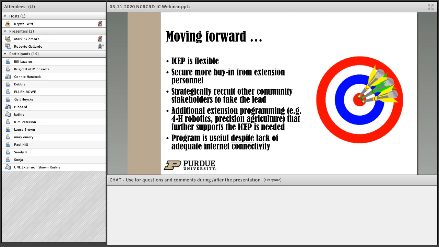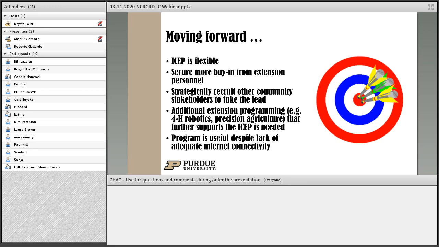We need obviously buy-in from extension personnel. I know bandwidth is limited, but as mentioned earlier, it doesn't have to be you as an extension. It could be you initiating this, but then turning it over to a core group of folks that may be interested in it. We found that to be very, very cool.